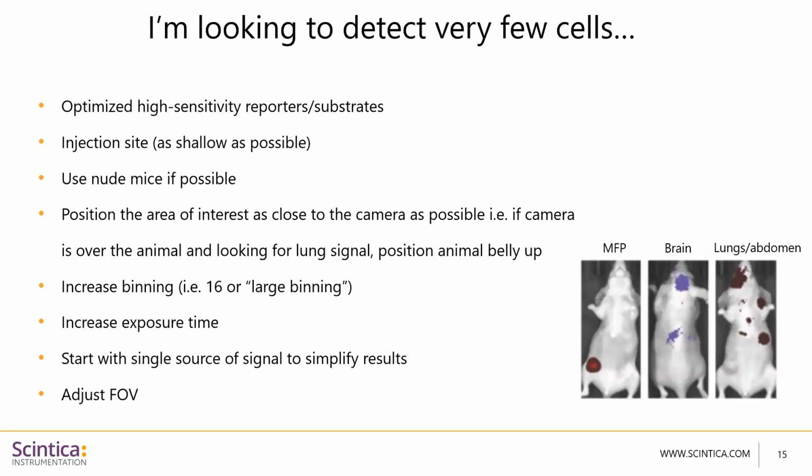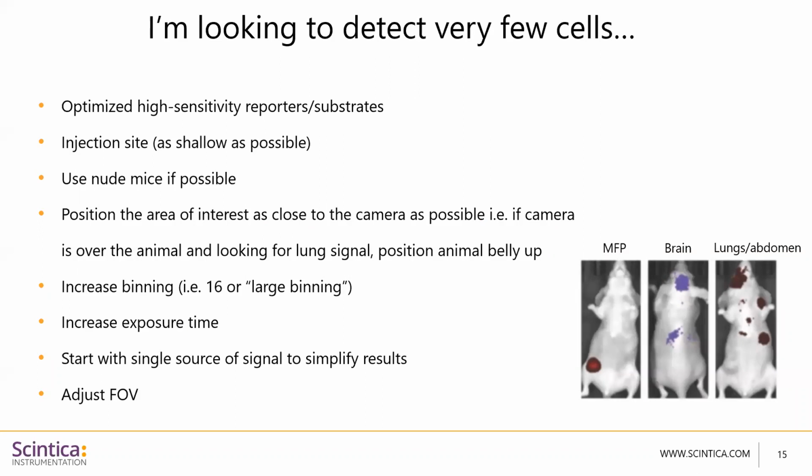Okay, for those of you that are looking to detect very few cells, obviously we all would love to detect very few cells. There's lots of things you can do here. There are many optimized high sensitivity reporter substrates. As I said, the field is consistently growing. There are lots of options here for those that are interested.